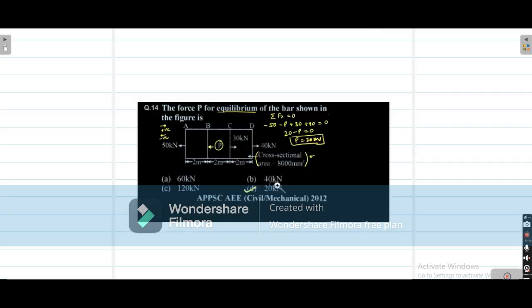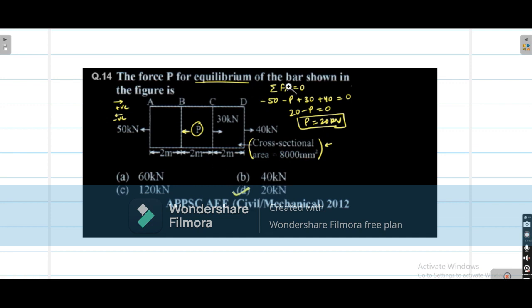Next question number 14. The force P for equilibrium of the bar is shown in the figure. The cross sectional area is given here. What will be the value of force P if the bar is in equilibrium? Being in equilibrium means the equilibrium equations are valid: summation of Fx equal to 0, summation of Fy equal to 0, and summation of M in the z direction equal to 0. These three equations are valid.